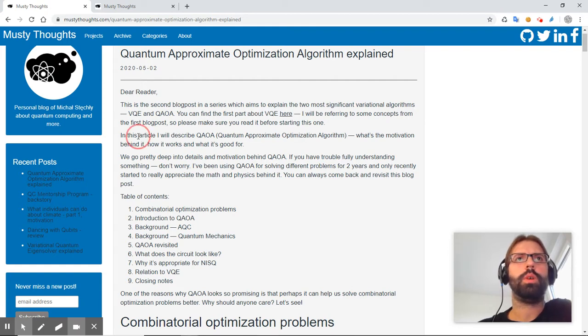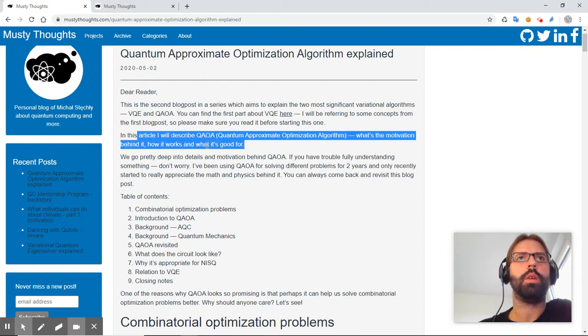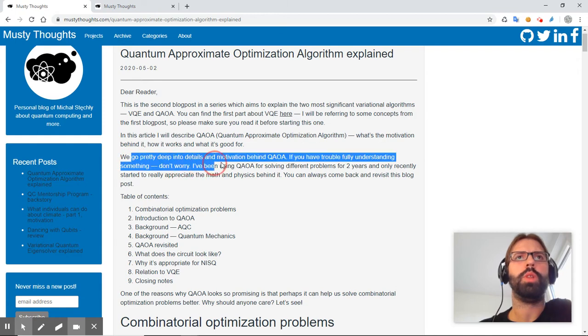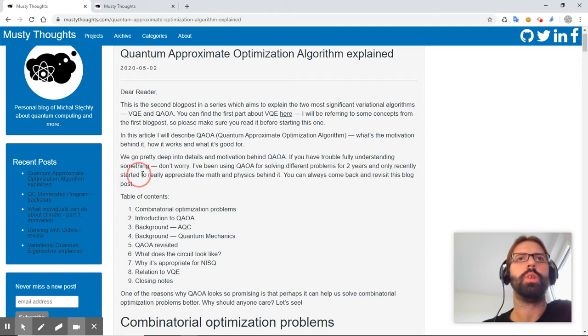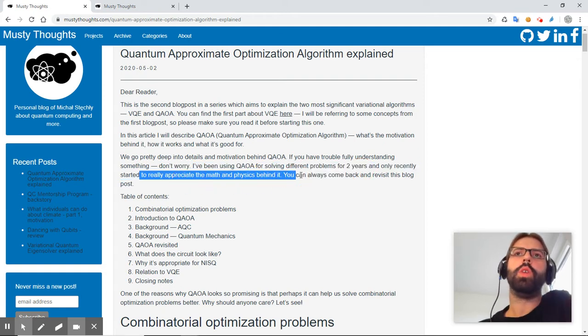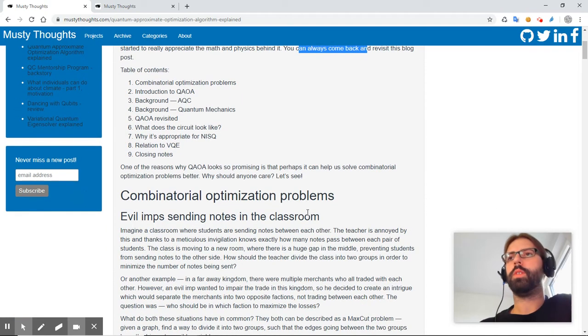So, what's the motivation behind this? How does it work and what is it good for? We'll go pretty deep into details. Don't worry if you've been solving different problems for two years and only recently started to really appreciate the math and the physics behind it. You can always come back and visit this blog post.